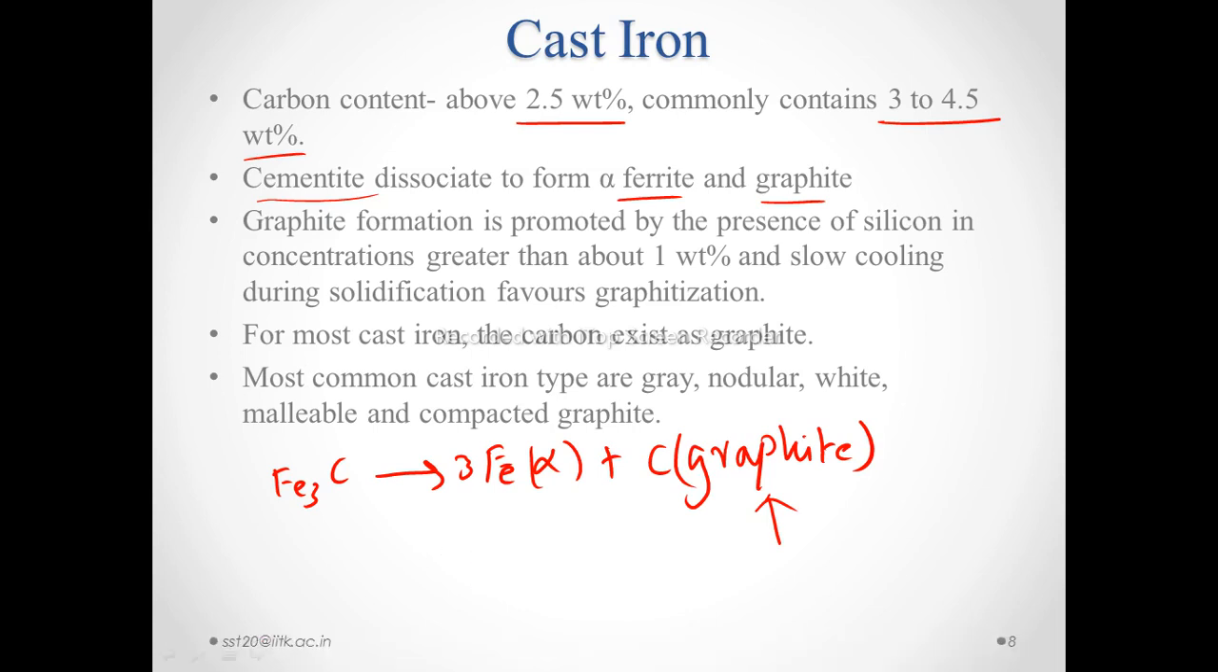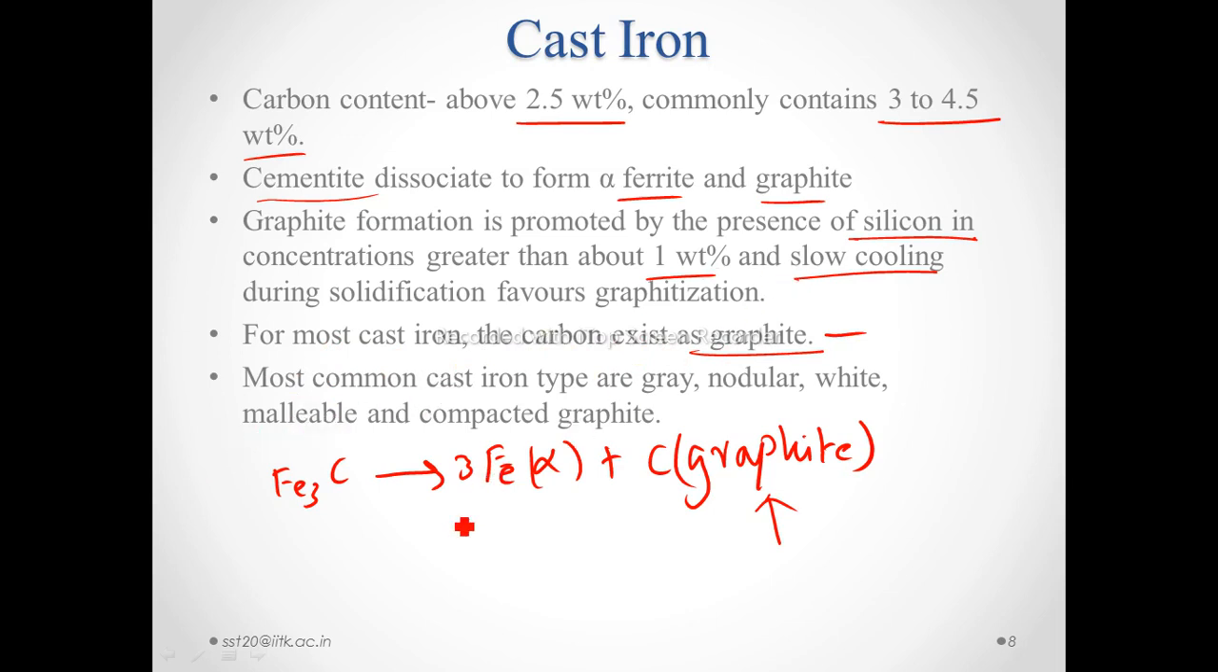The formation of graphite will be promoted in the presence of silicon. At most we add 1 weight% of silicon to enhance the formation of the graphite. The cooling rate will also affect it, that is, slow cooling favors the formation of graphite, which helps it dissociate into alpha ferrite and graphite. So the carbon present here is in the form of graphite.